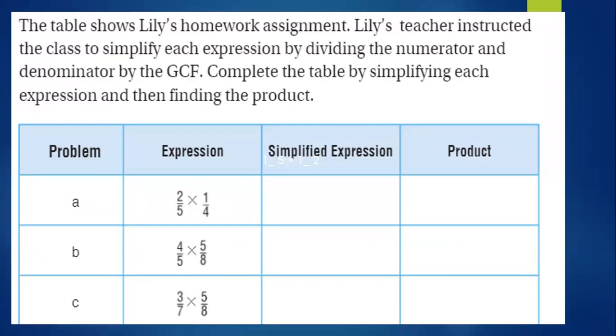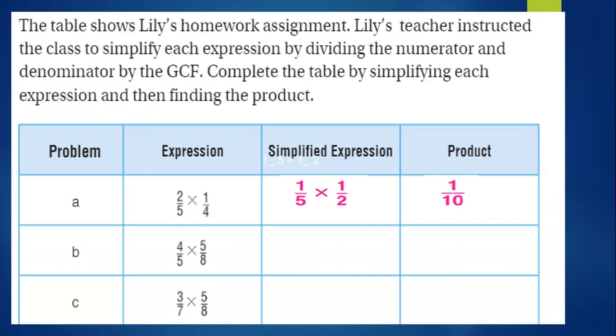Which one can you simplify here? You can simplify 2 and 4 by dividing with the GCF 2. So 2 divided by 2 is 1, 4 divided by 2 is 2. So the simplified expression will be 1 times 1 over 5 times 2. So the product will be 1 over 10.